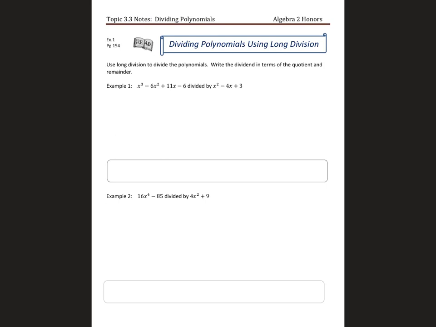This is Chapter 3, Section 3, Part 3. In this video, I'm going to introduce to you how to divide one polynomial by another. And really the goal of doing that division is to rewrite that dividend as its factors. So we'll also practice that.